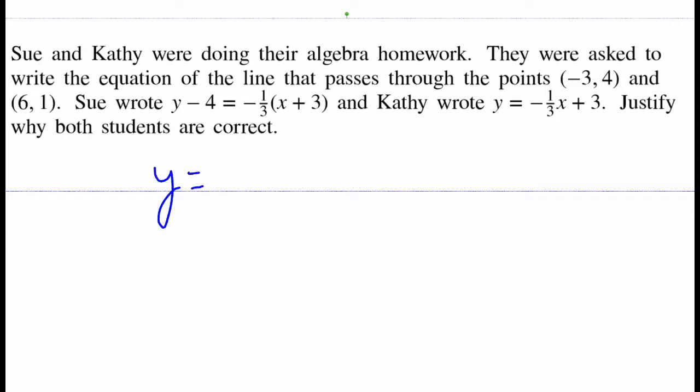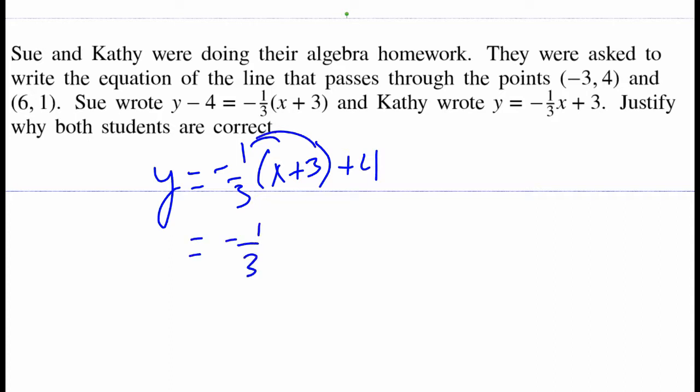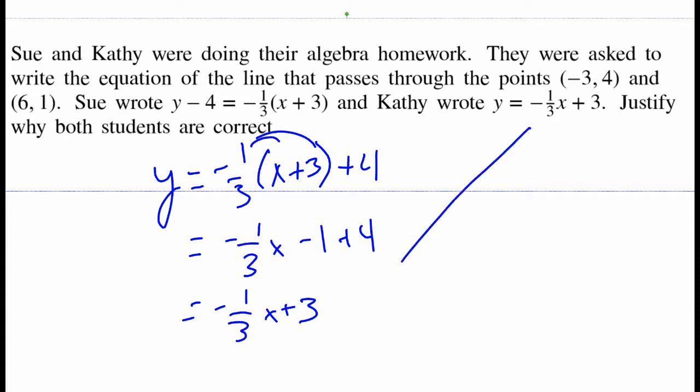Sue says y equals negative 1/3 (x + 3) + 4. I added 4 to both sides there. Kathy used slope intercept form. So to check that they're the same, I'm going to distribute. Or you could have just gone to your calculator and seen that these lines pass through those points. That works too. When I distribute, I get negative 1/3 x plus 3. So clearly these two lines are the same.